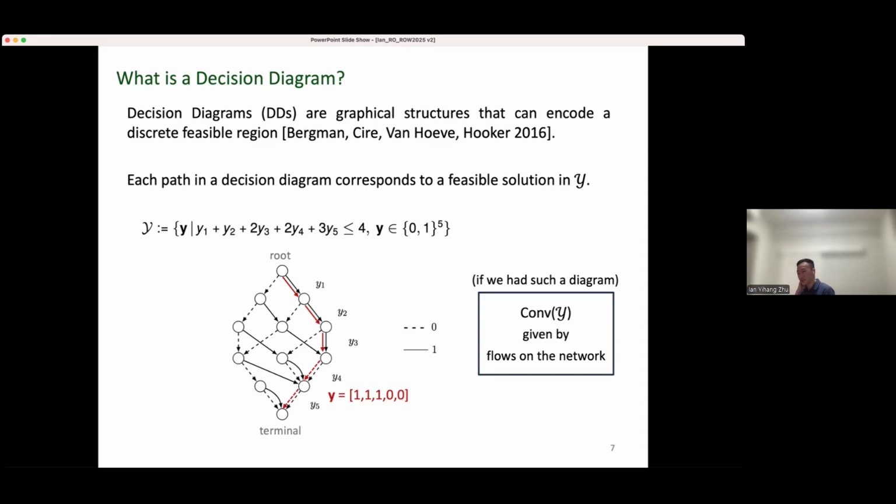And why am I talking about decision diagrams? Remember that the main complicating factor in solving the 2-stage robust problem was getting this convex hull. This convex hull you can actually get by the flows on this network.